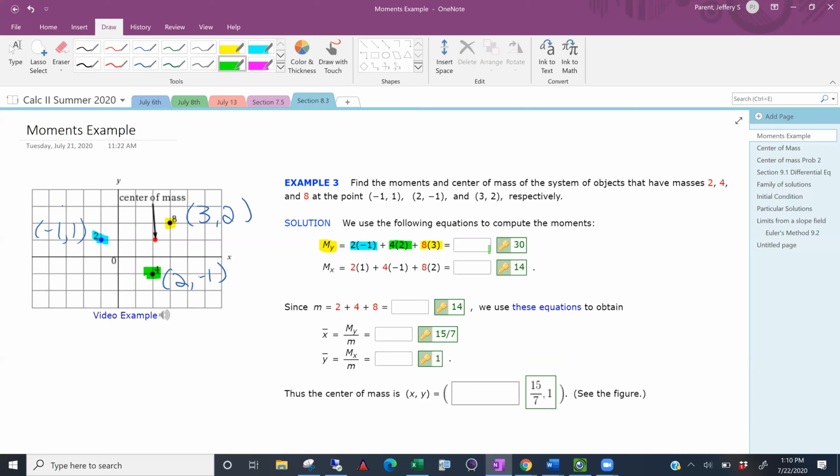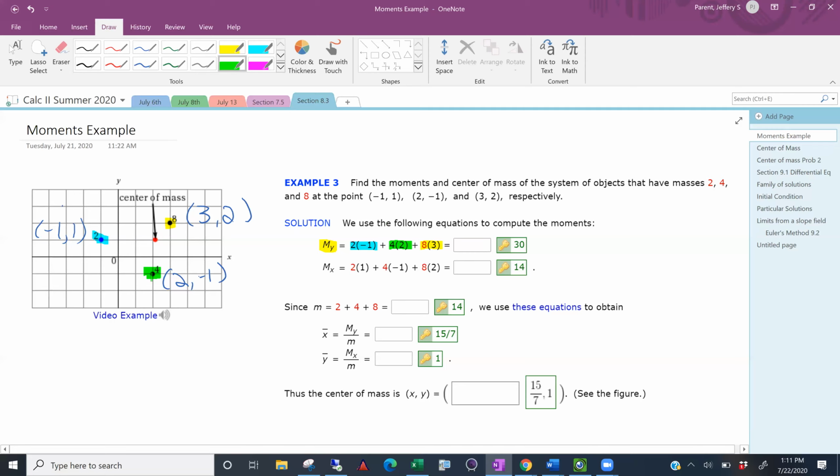Now, eventually, we're going to use that to try and find the center of mass. That would be like the balancing point that you could put your finger underneath to hold everything. But let me repeat that calculation for m sub x. So this time we're trying to rotate around the x-axis.